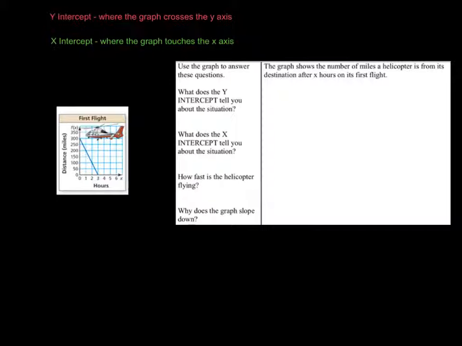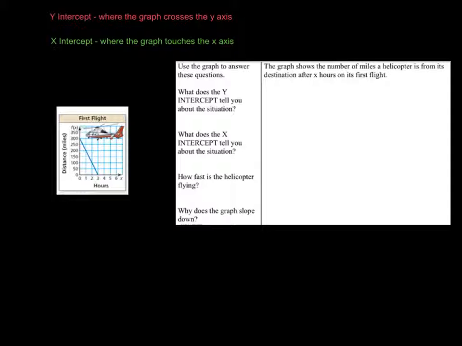So in your notes, it says the graph shows the number of miles a helicopter is from its destination after x hours on its first flight. Okay, and we're going to use this graph to answer the questions. So the first thing that you want to do whenever you look at a graph is you want to see what type of information have they given us.